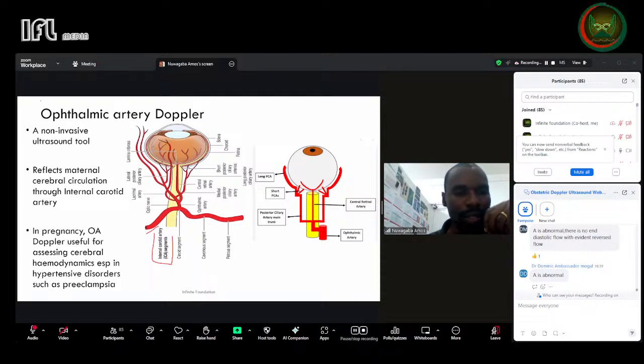And because this is a branch of the internal carotid, if we study the flow in the ophthalmic artery, then we will have gained understanding of what is happening in the cerebral circulation. The ophthalmic artery is a very important study because the other approaches of assessing the cerebral perfusion, for example, would be MRI, which is very expensive, or CT scan, which is contraindicated in pregnancy, and access to the ophthalmic artery using sonography becomes a very important approach of assessing the cerebral perfusion.